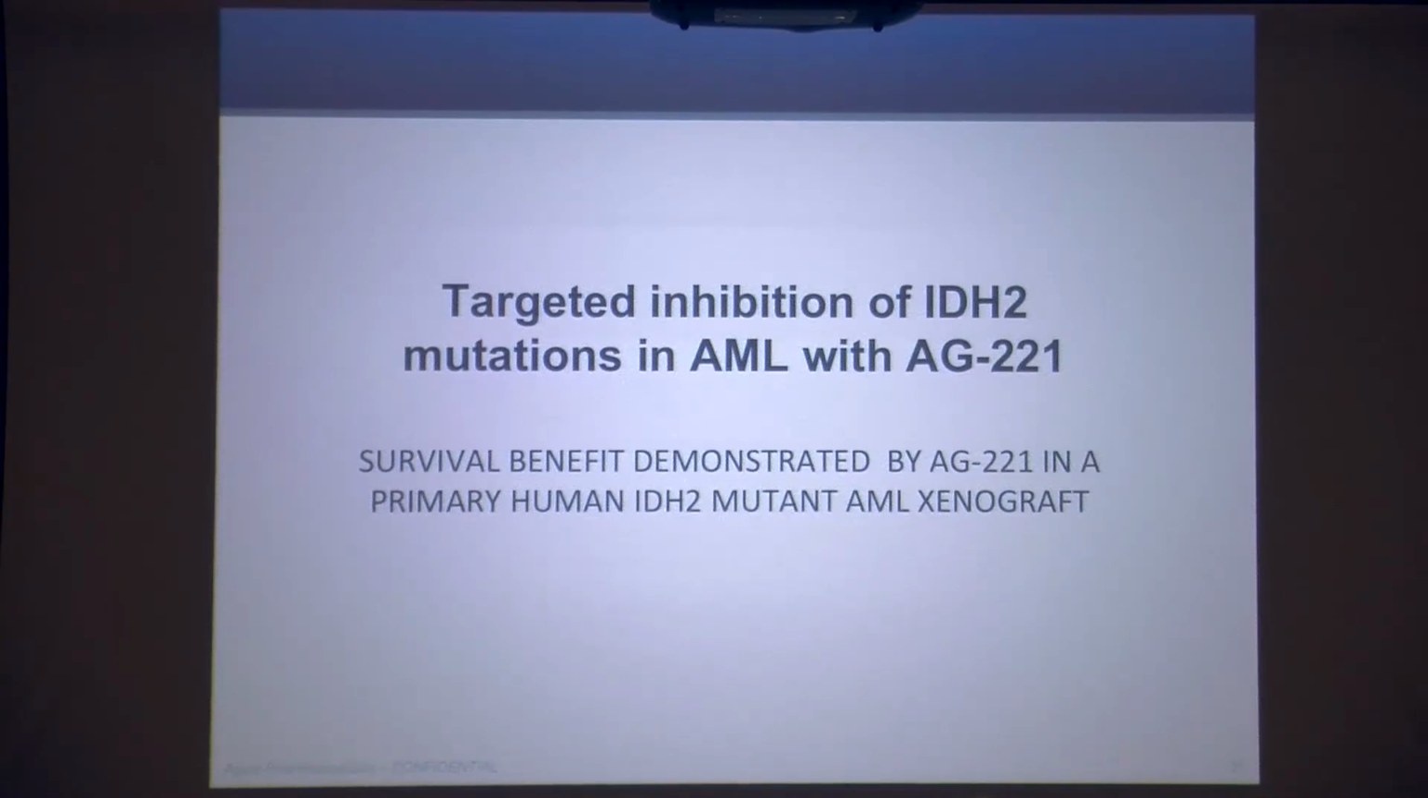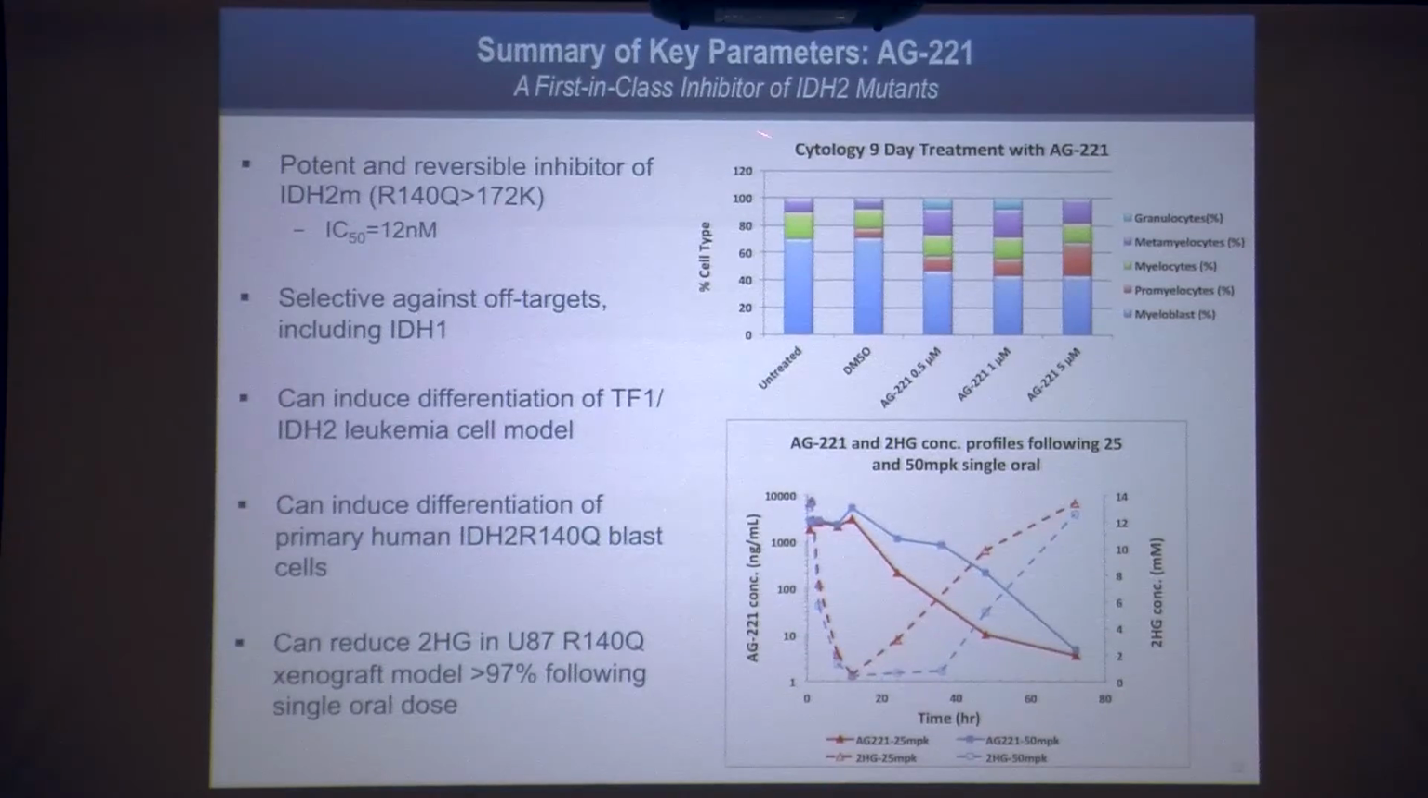We wanted to then test in an in vivo model for cancer. So we did an experiment with AG221, and I'm going to switch gears now from the tool compound to AG221, which is our clinical candidate that we're using now in the trial. It's a first-in-class inhibitor of the IDH2 mutations. And just like I showed you the data for 6780, this compound is very potent against the mutant enzyme. It's selective against off targets. It can induce differentiation in the TF1 cells. It can induce differentiation in the primary patient cells. And when we treat mice, we can see that we can lower their 2-HG dramatically by dosing with this compound.